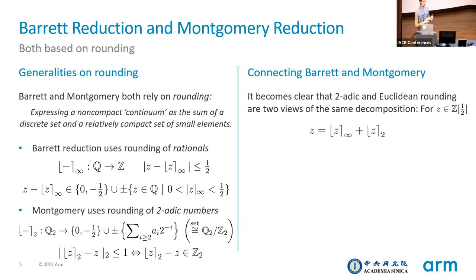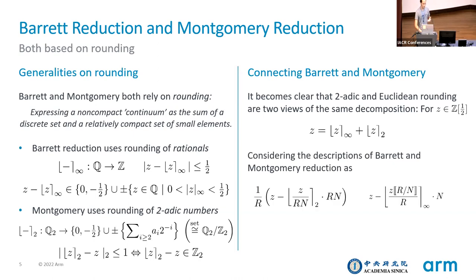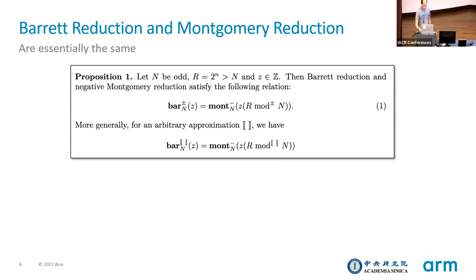So if you have a rational number which has just twos in the denominator, no other prime, then the number is just the sum of those two different kinds of roundings. And if we recall that on the last slide, we explained Barrett reduction and Montgomery reduction as described via Euclidean rounding and two-adic rounding, the precise formulas don't matter here, then it's not so surprising anymore that there should be a relation between them, if those two kinds of rounding are essentially the same. So long story short, there is a relation and it's very simple.